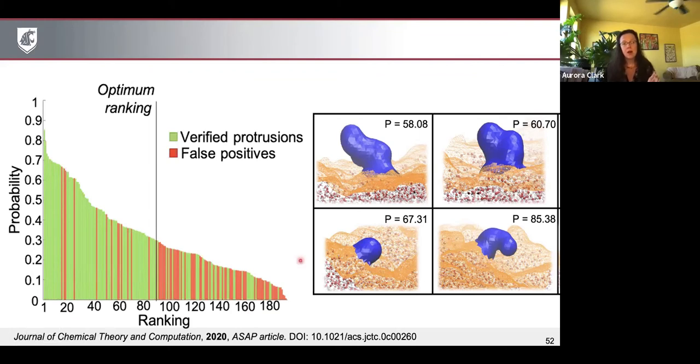We had some small false positives, and these result when you have a big dip in the surface and a little tiny protrusion in the dip, which becomes harder to see. But for the most part, if you're looking at the top 100 protrusions, they all match really nicely with the ones that are observed. And if we look at the ones that are less and less likely, we start to introduce more errors. But you can see some of these protrusions right here, right? They have these really complex shapes associated with them.